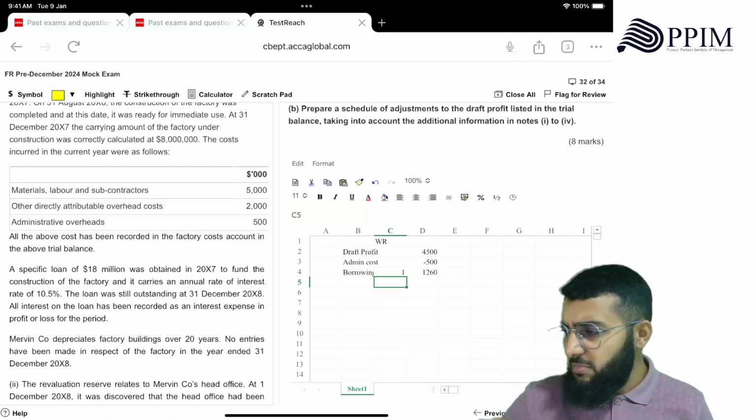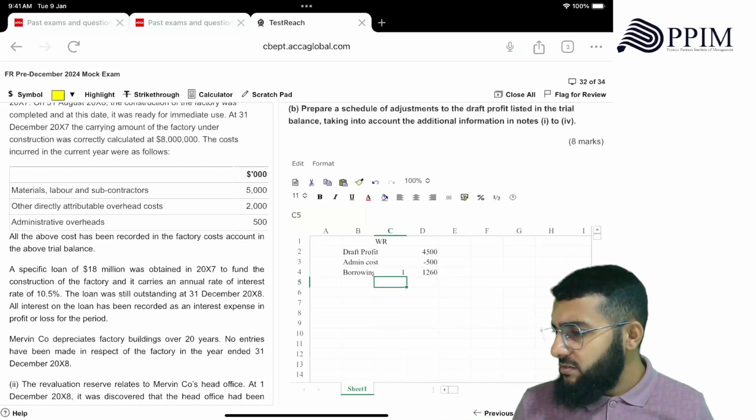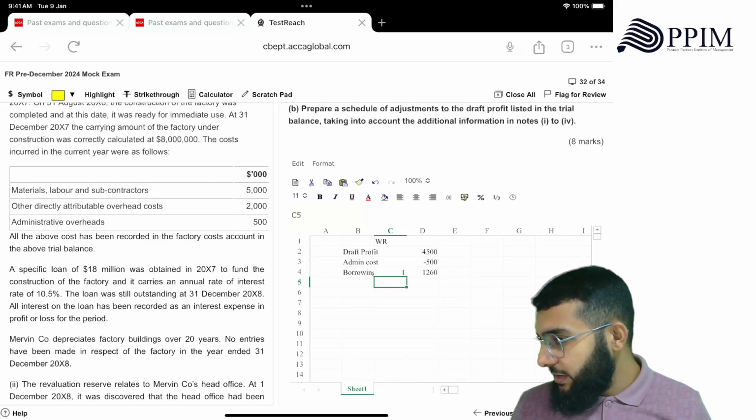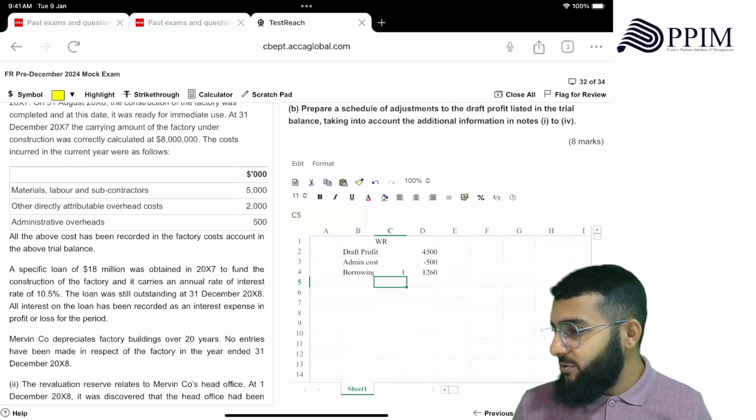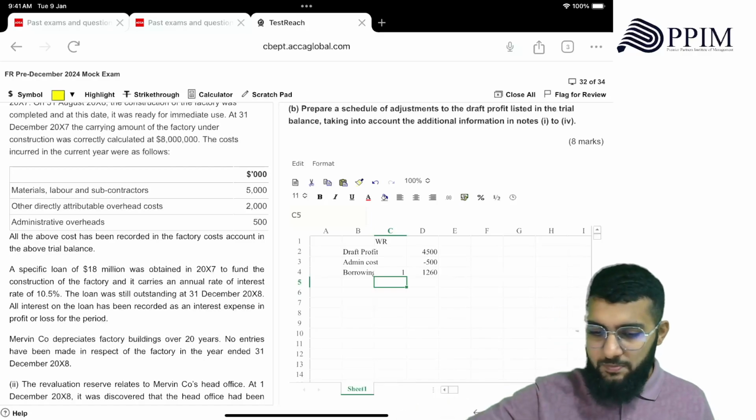I did not check the marking scheme. Borrowing cost is 1.5 marks. Right? Borrowing cost gives you 1.5 marks.